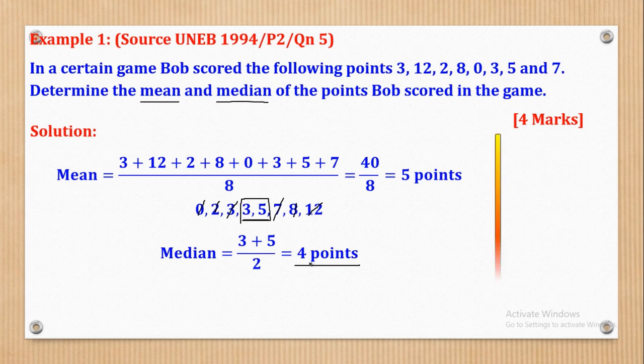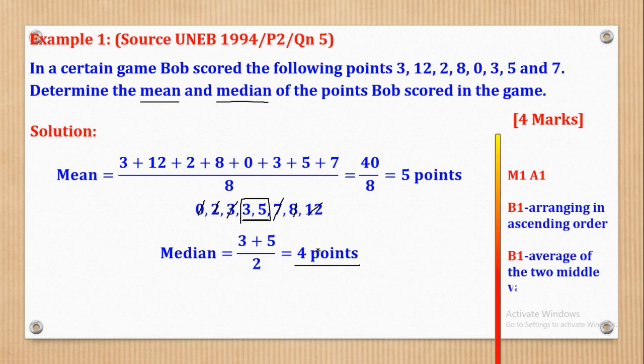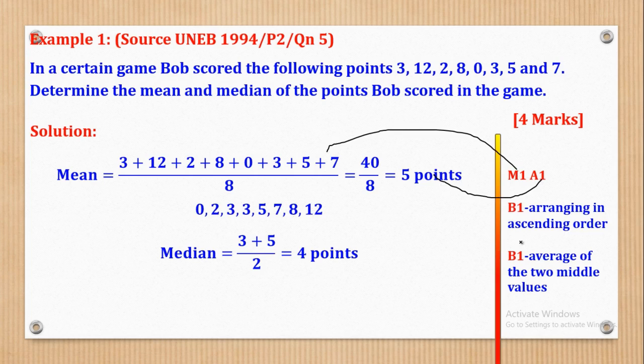Now let's see how marks can be awarded. M1 is for substituting the formula, and A1 is for the output, B1 is for rearranging in ascending order, and another B1 is for you to get the median. So basically that's how the 4 marks could come about.